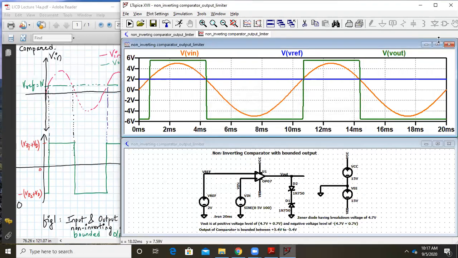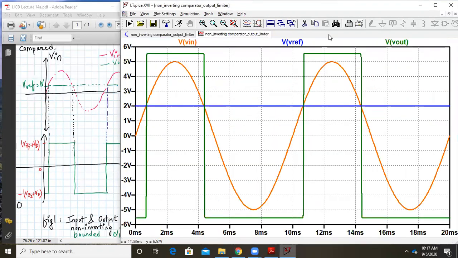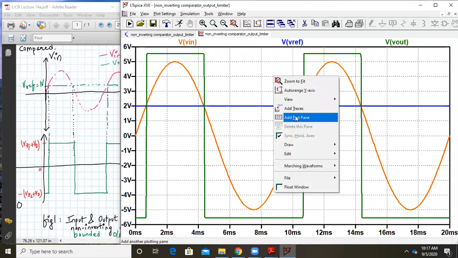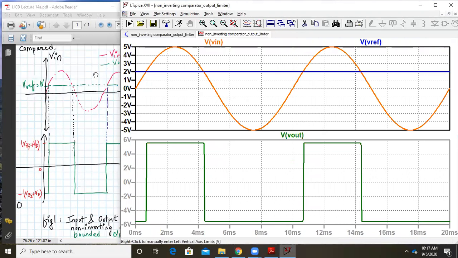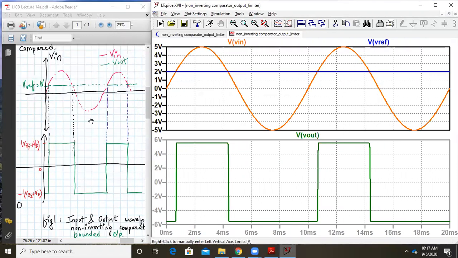Yeah, so let us analyze these waveforms. These are the same waveforms as you can see. Let me add a plane plot and let me show you over there. To the left hand side of your screen, we have described this in the OneNote PDF, and on the right hand side you can see exactly the same. So we are comparing this V reference voltage with the sine wave and the output is like this.